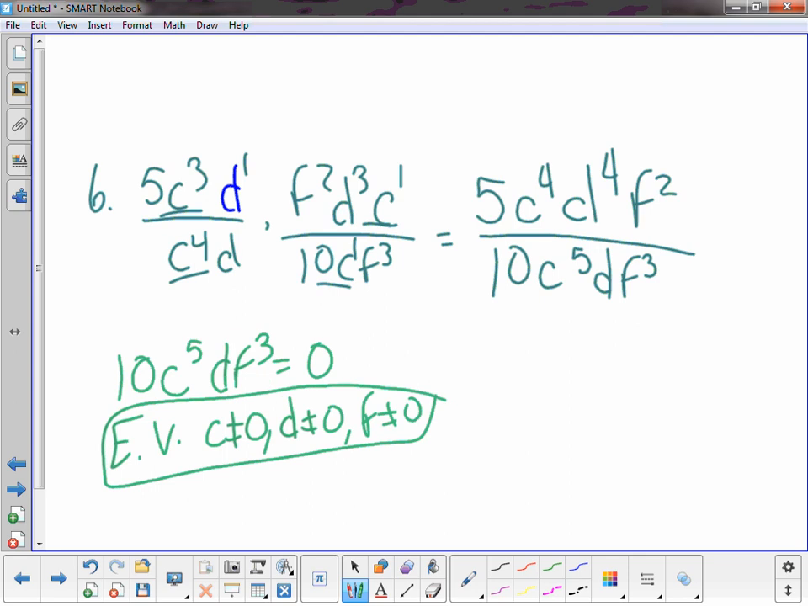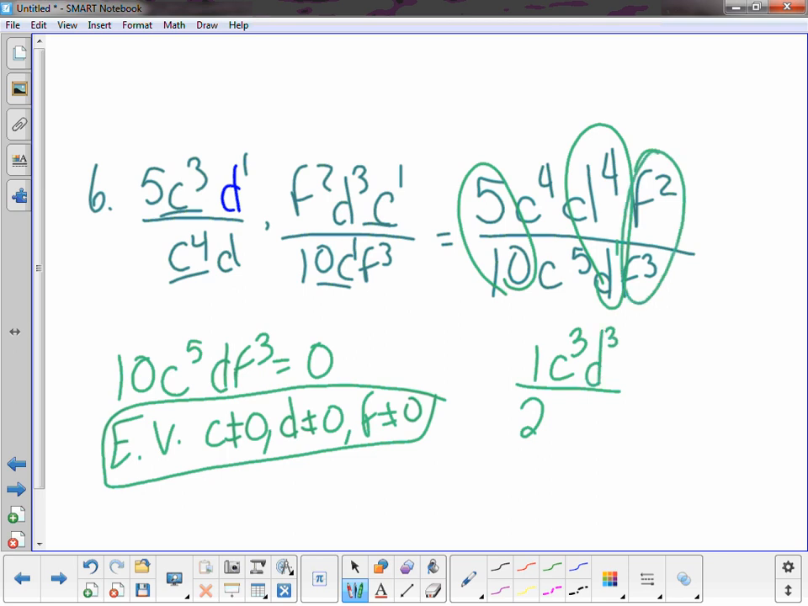Okay, those guys cannot be 0. So let's go ahead and finish simplifying that out. 5 over 10 is going to reduce to 1 over 2. C to the fourth divided by C to the first is going to leave me with C cubed on top. D to the fourth divided by D to the first, subtract those exponents, we have D cubed on top.